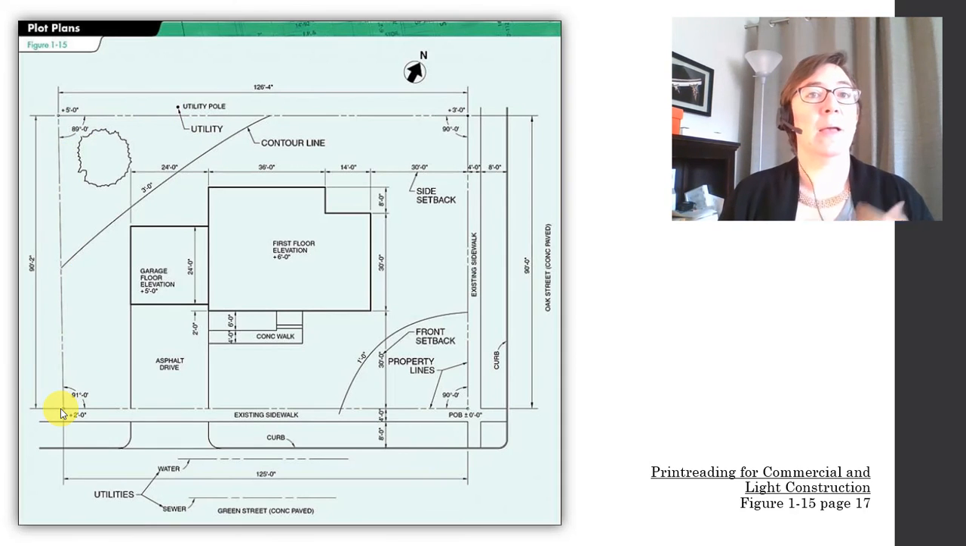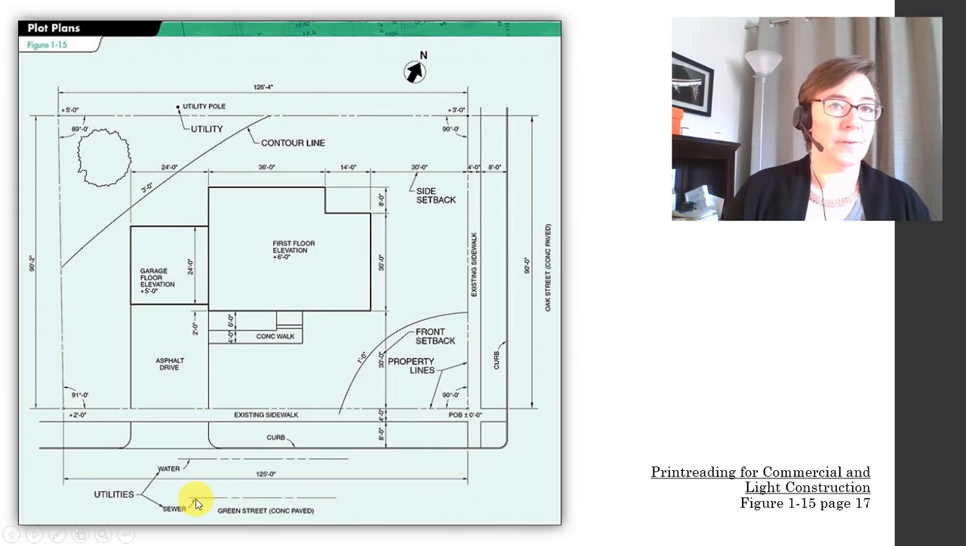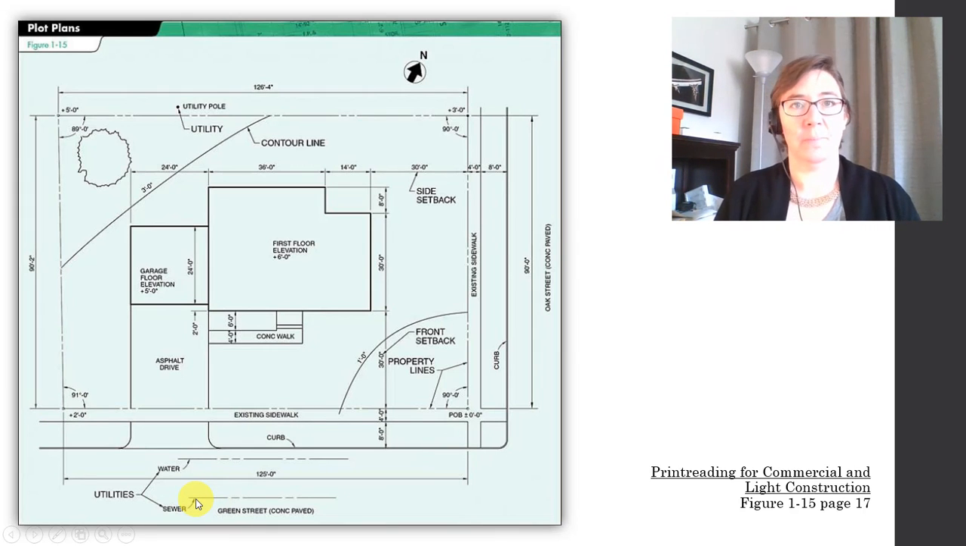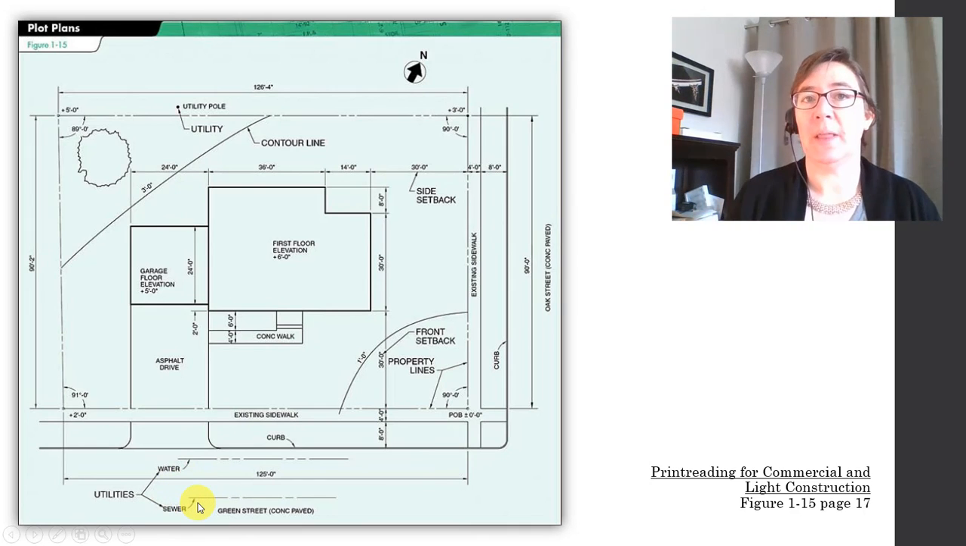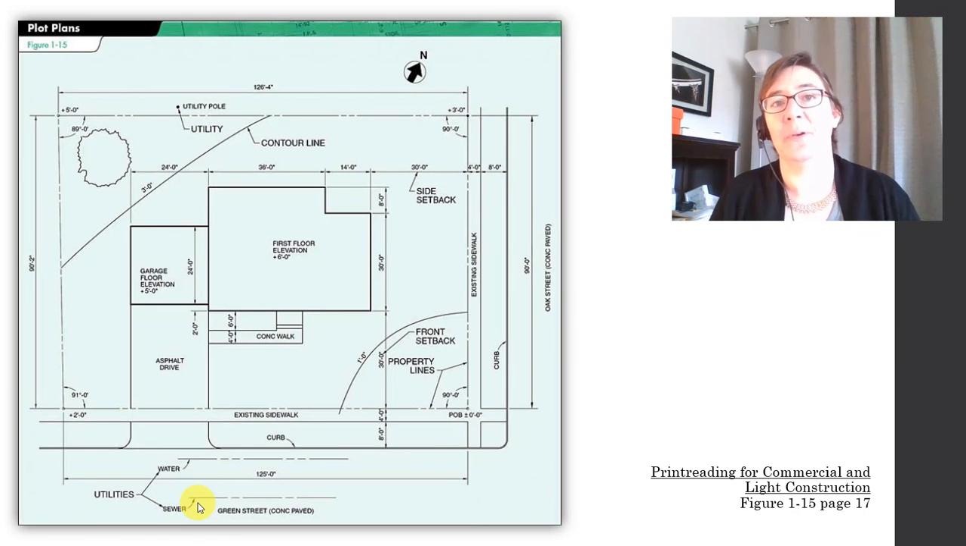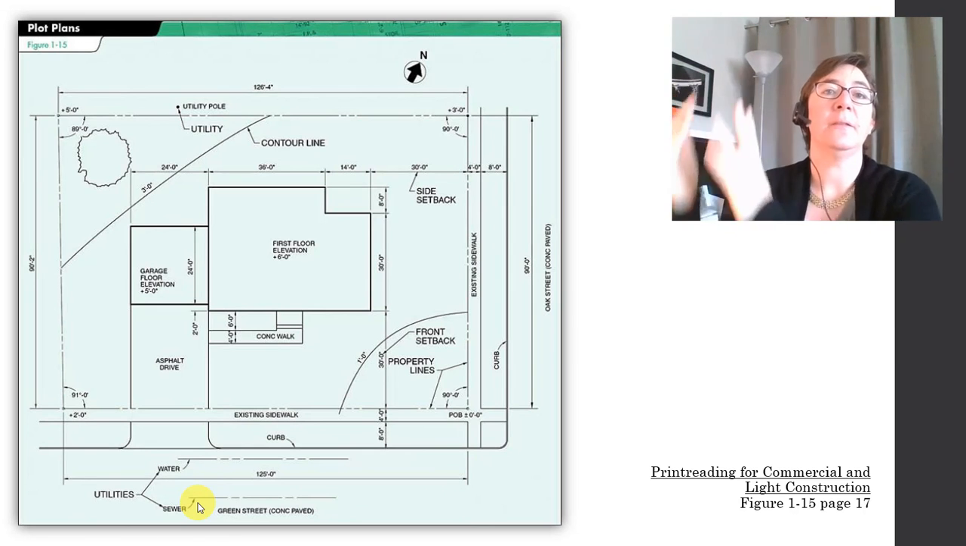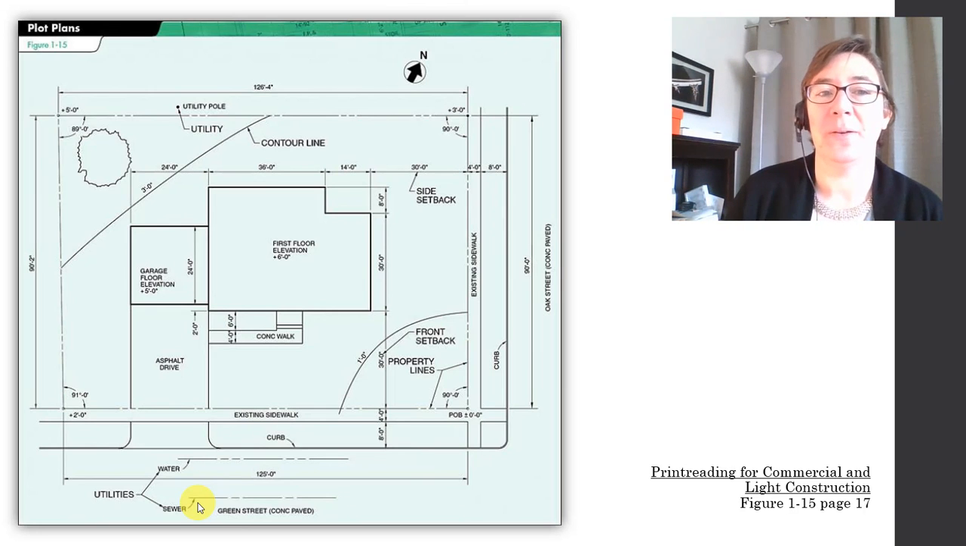There are some utilities lines. They're using a different system than the other source that I showed you. And the important thing is when you use a line type like that to indicate a specific item, such as your water or your sewer, you would then need to list it in a legend so that everybody knows what you're talking about.